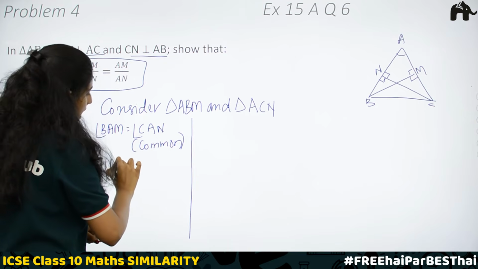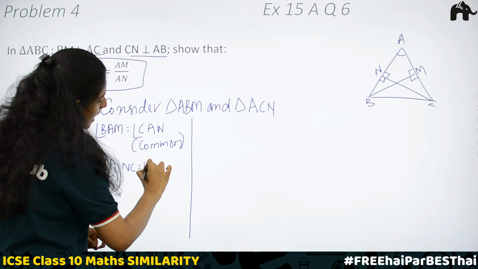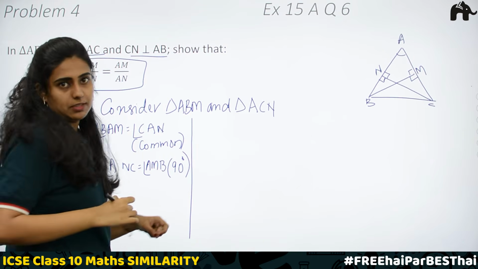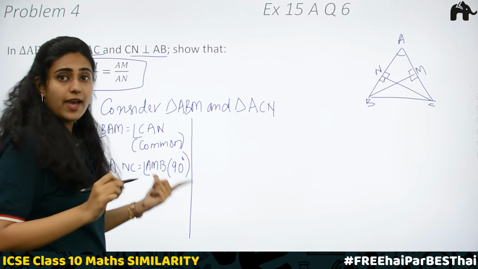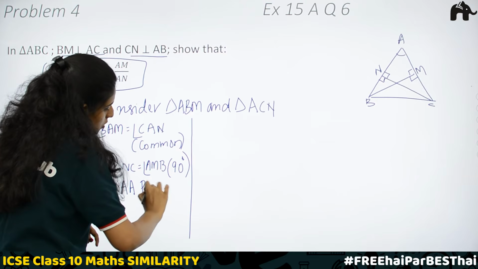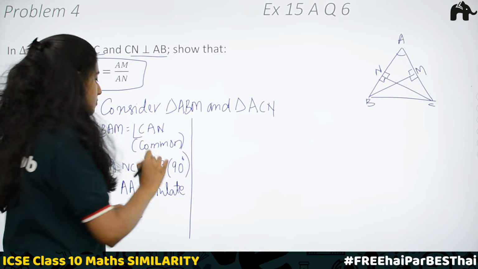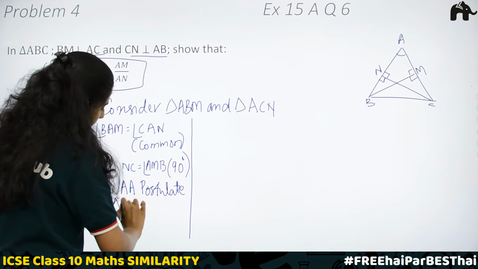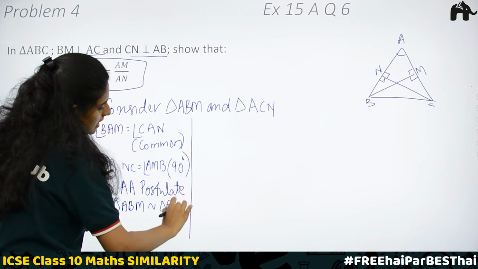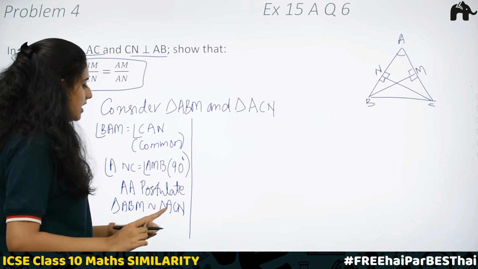Angle ANC equal to angle AMB. Both are 90 degrees. So we got two angles equal. Using the AA postulate, we have proved that triangle ABM is similar to triangle ACN.